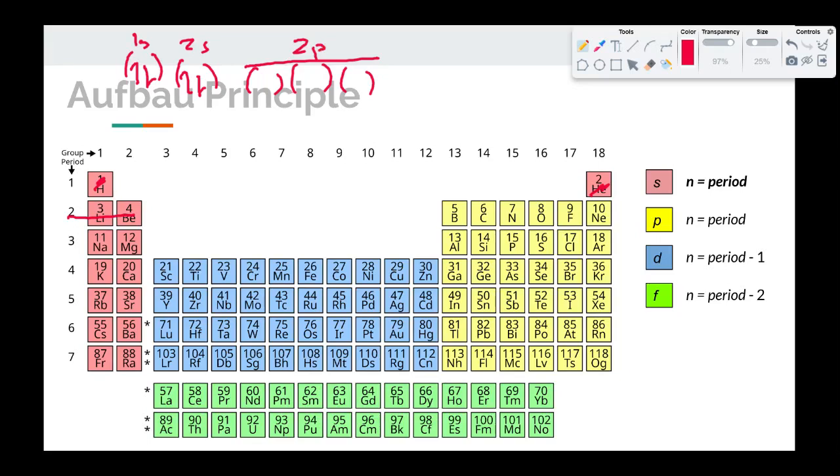So boron's going to have 1 electron in that 2p shell. Carbon, 2. Remember, we're going to spread them out unless we can't. Nitrogen, 3, 2p3. Oxygen, 4. Have to double up now. Fluorine, double up in the next orbital. Neon, double up in the next one.